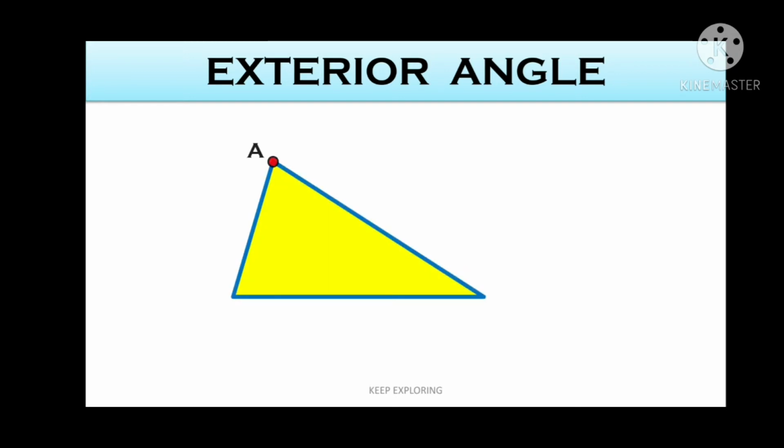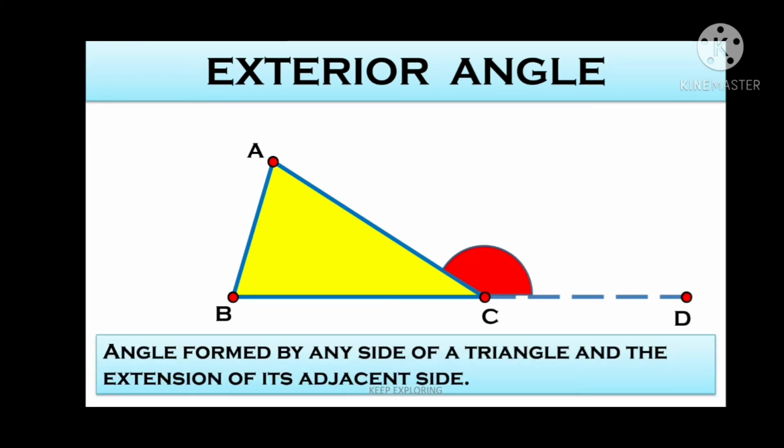So let's consider triangle ABC. Now let's extend BC to the point D. So BC has been extended up to the point D. Now the angle formed here is called the exterior angle.